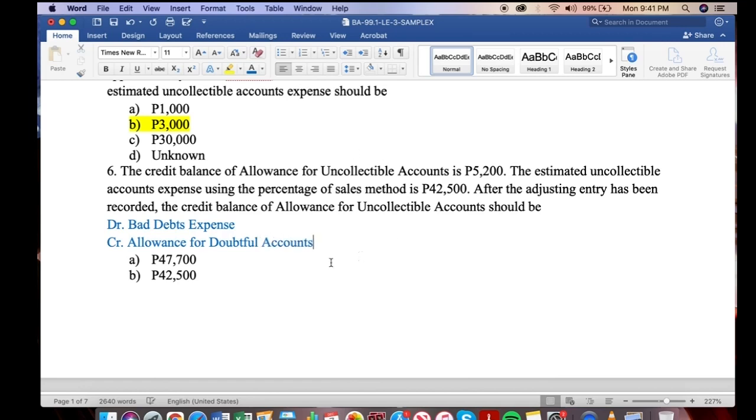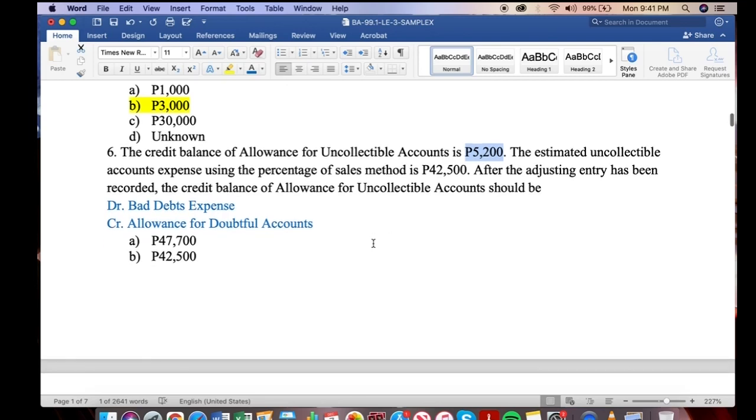So, therefore, we know that the credit in ADA will increase. So, 42,500 will be added to 5,200. So, ang pag pinag-add natin yan, ang sagot ay 47,700. So, that's the answer for number 6.